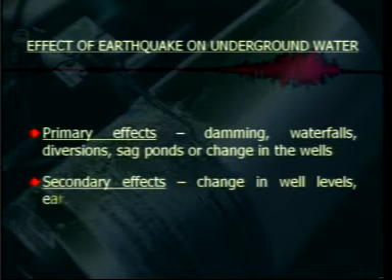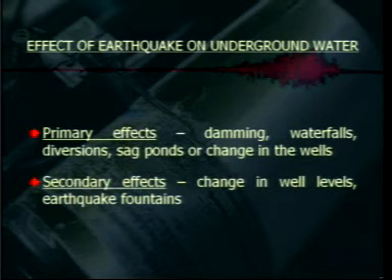Now, let us see what are the secondary effects. Changes in well levels and earthquake fountains are some of the secondary transient effects, and you know that on water there may be no secondary permanent effect.